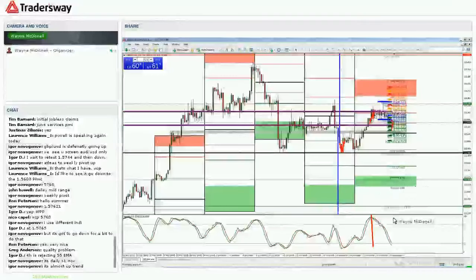4 hour says wouldn't mind it even coming down to that weekly and then going up.